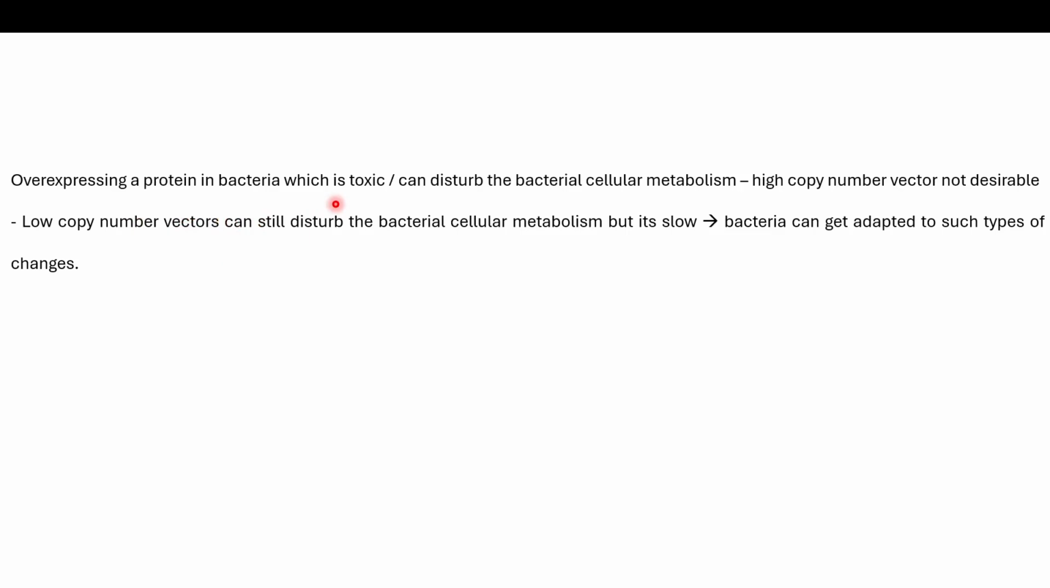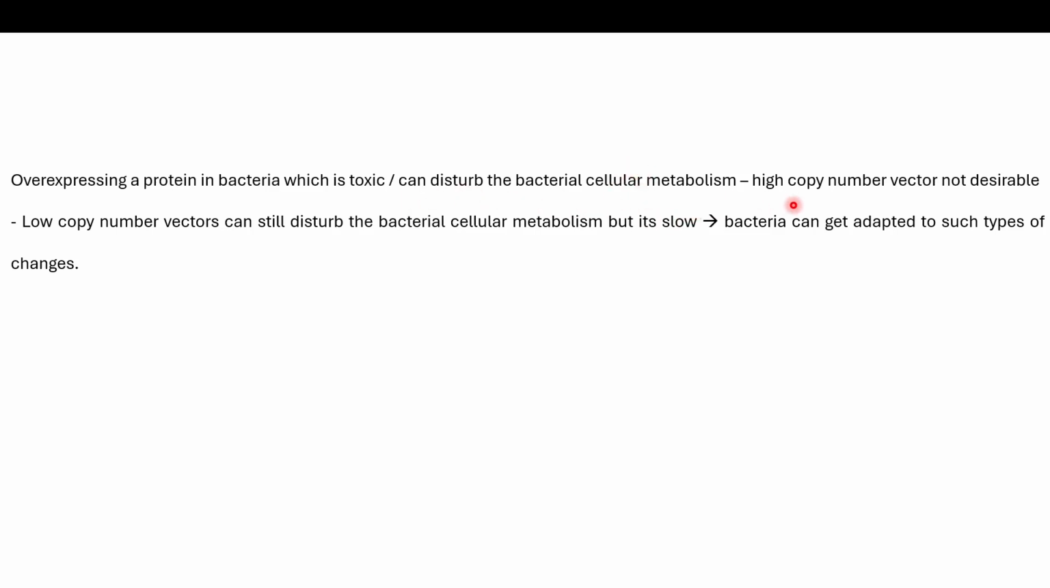Now, overexpressing a protein in bacteria which is toxic can disturb the bacterial cellular metabolism, right? Now we have prepared a recombinant DNA. The gene of our interest encodes a particular protein that we want to purify, that we really want in large quantity. However, in some cases, overexpressing that particular protein in the host cell, in this case a bacterial cell, can be toxic to the bacterial cell, or it can disturb the bacterial cellular metabolism.